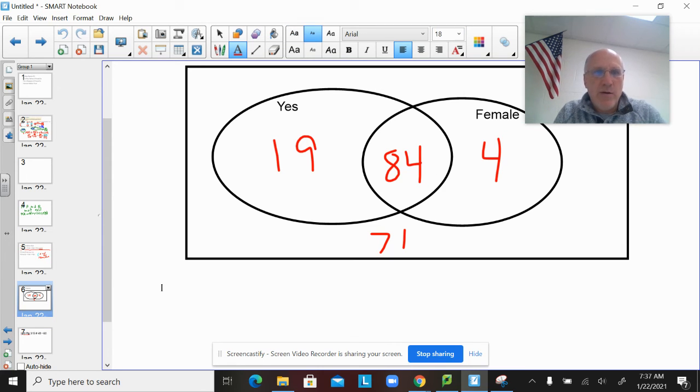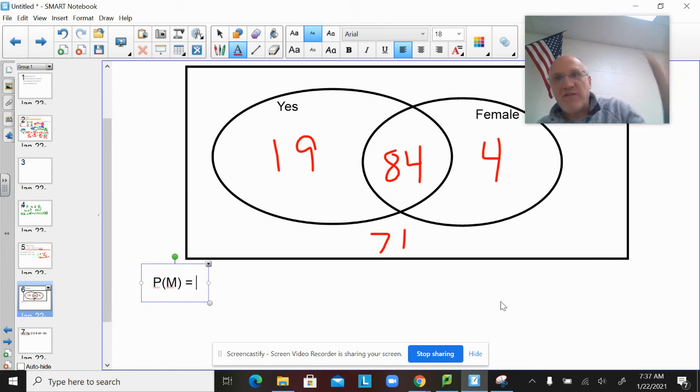So let's talk about if I pick one student, what's the probability? Let's go with the probability of male. How would I figure that out from this Venn diagram? Well, first of all, I would need the grand total of these numbers. So you would have to add up all the numbers. Those numbers do add up to 178. Let's remember the total is 178.